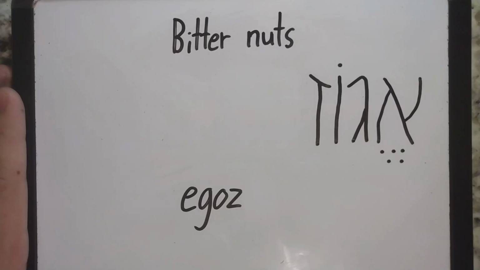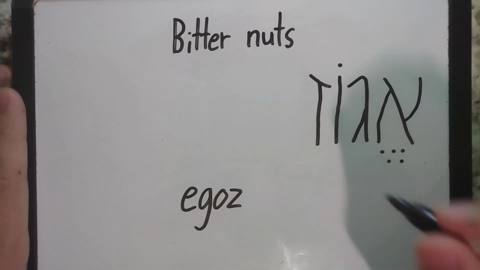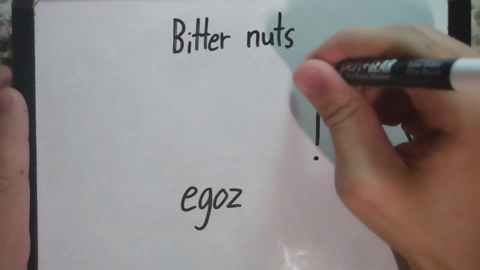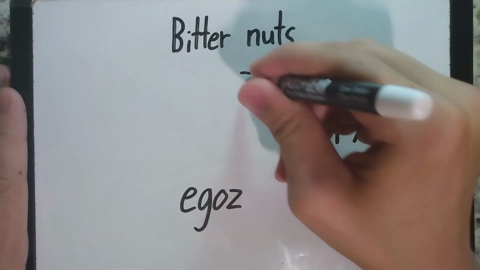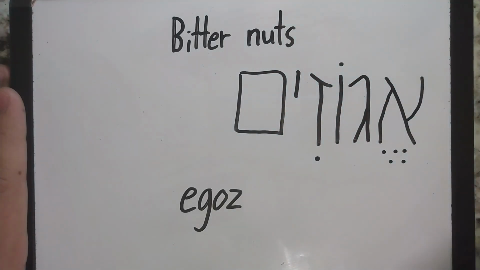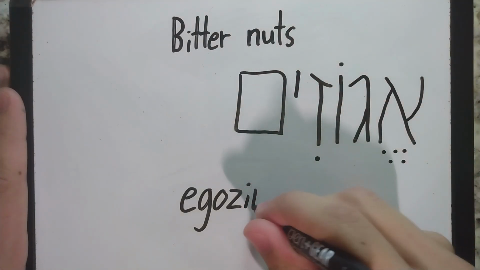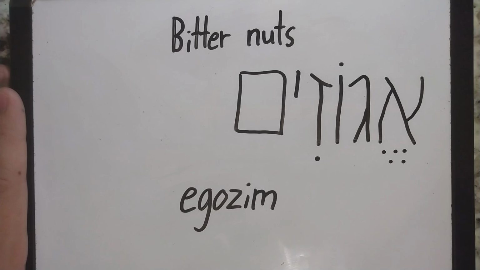We can use the same structure to say bitter nuts in Hebrew. First we'll say the noun, nuts, and then the adjective, bitter. So here we have the word egoz, which is the singular nut. Egoz is a masculine noun, and so to make it plural, nuts, we must add the masculine plural im ending. So that is hirik, yud, and final mem. They say im, which we add onto egoz to get egozim, nuts.